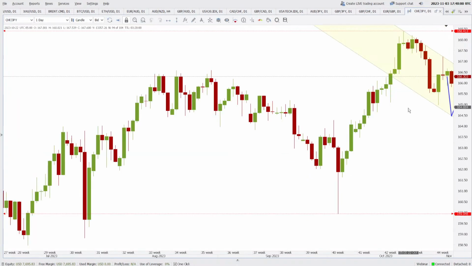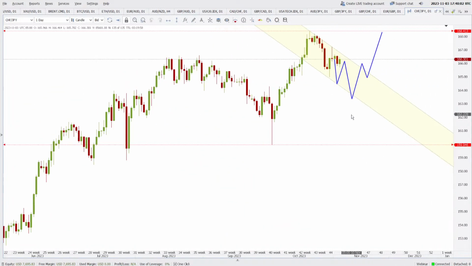The last is CHF JPY. Well, it is still consolidating. I think a lot of buyers are not already into it. When they come, this channel will break and we'll see 168.41. The support lies around 159.94, which is too low, so the price may keep on consolidating, or going to that level, for some time before it makes a move for 168.41.